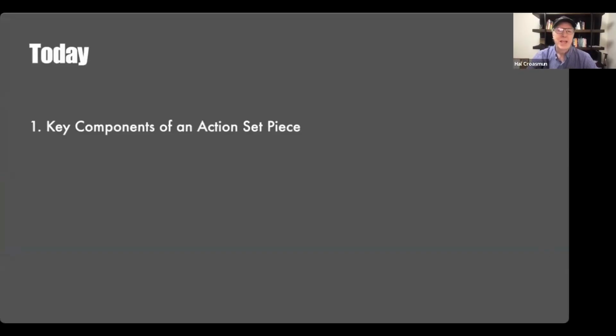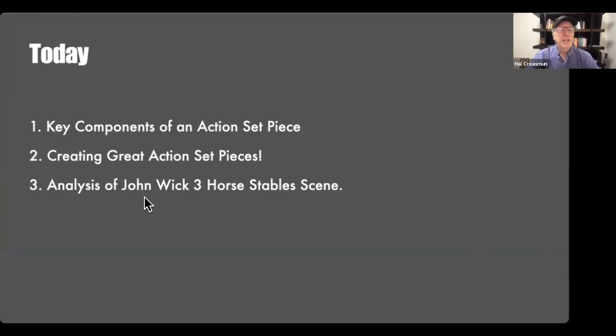That's our objective. So we'll start out by looking at the key components of an action set piece so that you're really clear on those. From there, we'll go to how to create those action set pieces. In the midst of that, I'll do an analysis of the horse stable scene. Hopefully you had a chance to watch that. If you didn't recently, you will probably remember it almost instantly once we start talking about it.